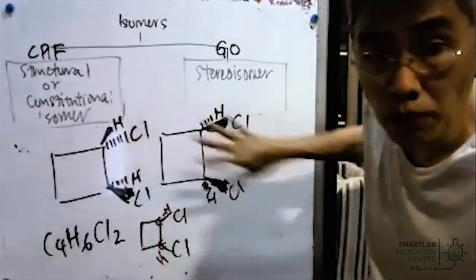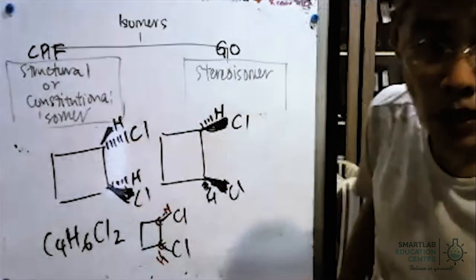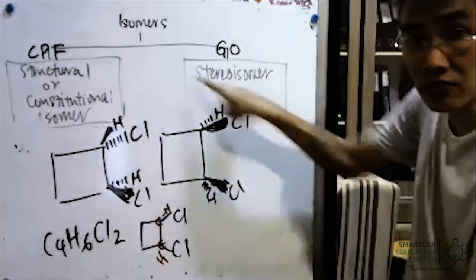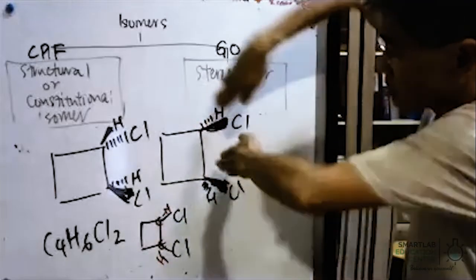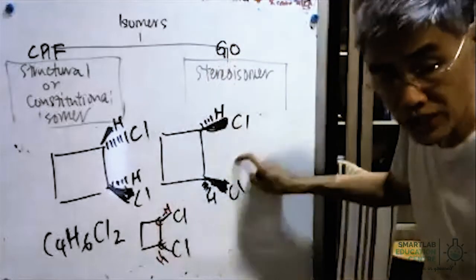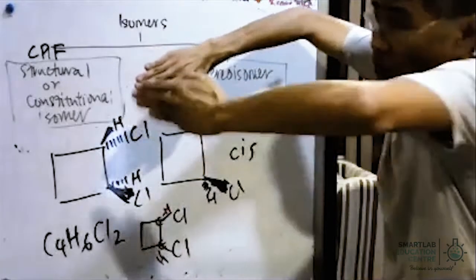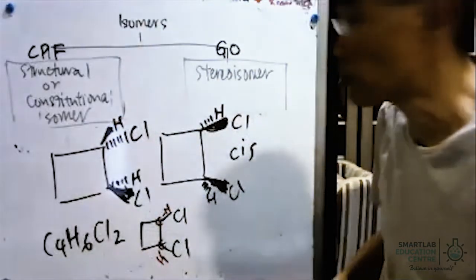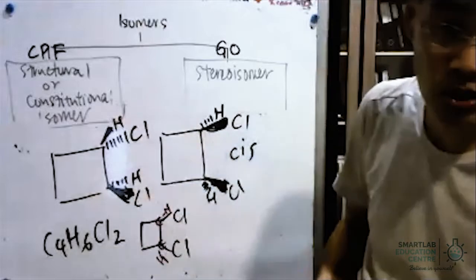Obviously, when you try to superimpose these two, you cannot superimpose them. Why? Because in this case, if this is the cyclic ring, the two Cl are on top of the plane, so they are on the same side. So this will be your cis structure. While in the case of this, you will have one of them behind the plane, one of them in front of the plane. Obviously, this and this cannot be superimposed. Because one is on top and one is below the plane, they are on opposite sides. So this will be your trans structure.